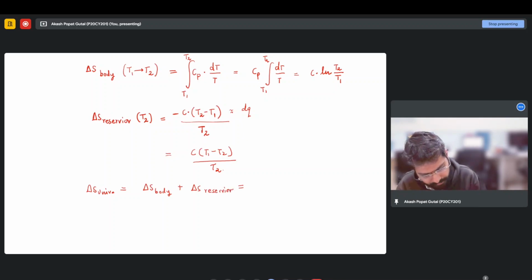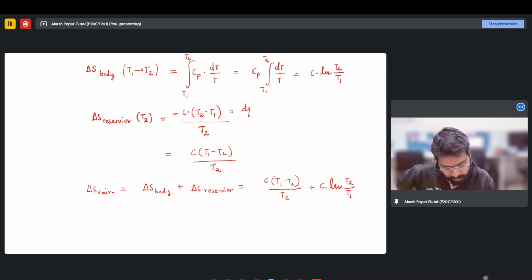which is nothing but C (T1 minus T2). Let's put the reservoir first, divided by T2, plus C ln T2 by T1. So what we are getting is C into (T1 minus T2) divided by T2 plus ln T2 by T1.